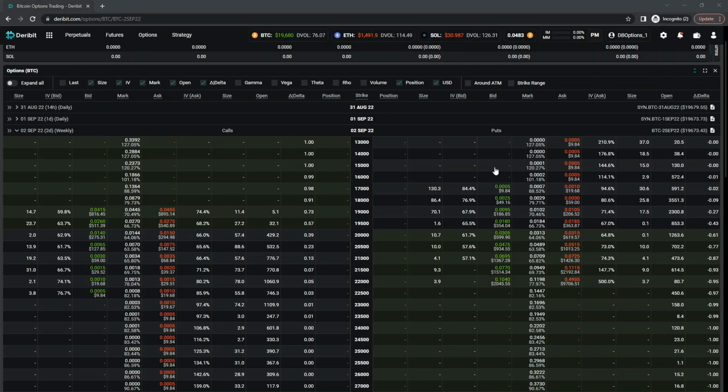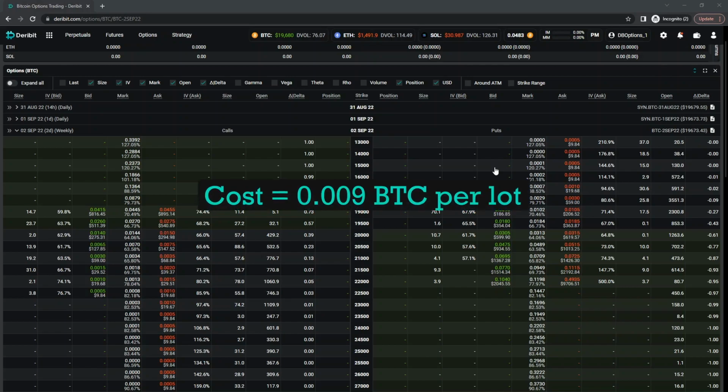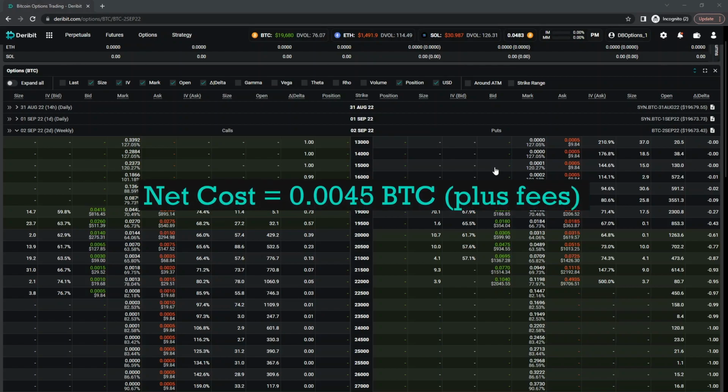We want to buy the 19,500 put and sell the 19,000 put. So if we were to simply take the available prices in the individual order books, we would pay 0.0185 for the 19,500 put and also collect 0.0095 for the 19,000 put. We would need to use two separate orders to achieve this, and it would result in a net price of 0.009 Bitcoin, ignoring fees. Though, as we are using a position size of 0.5, we would only pay half of this.